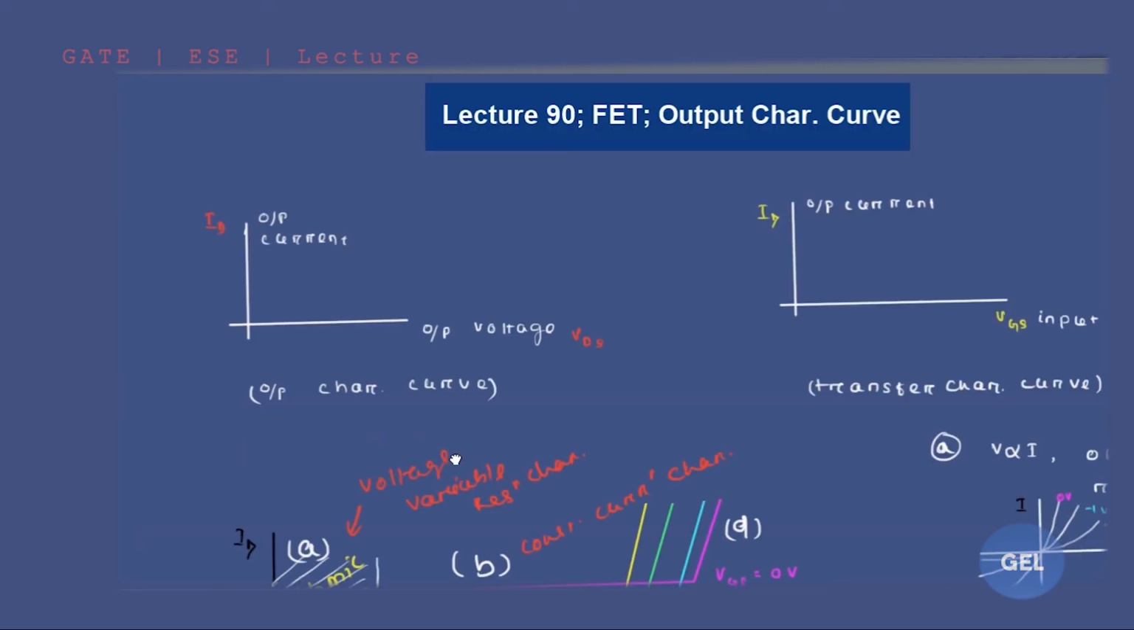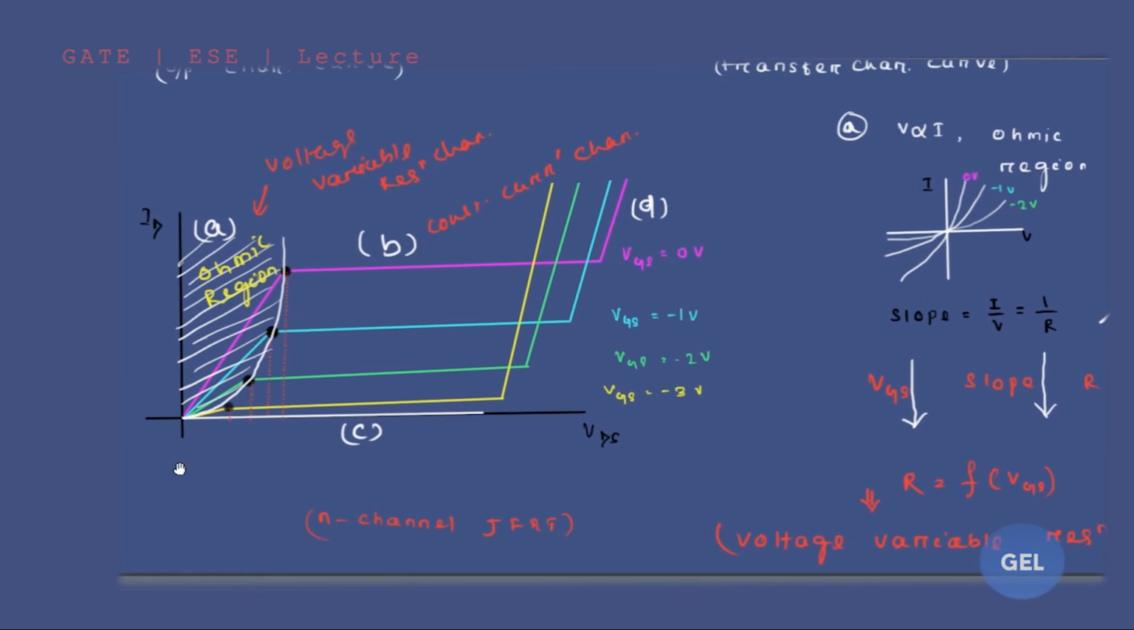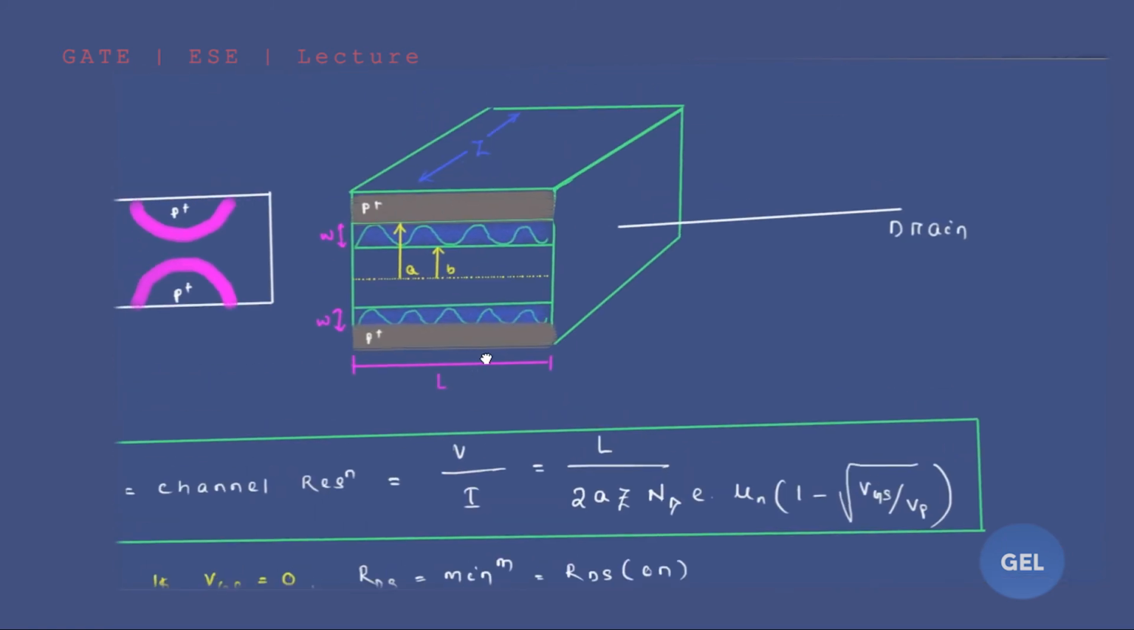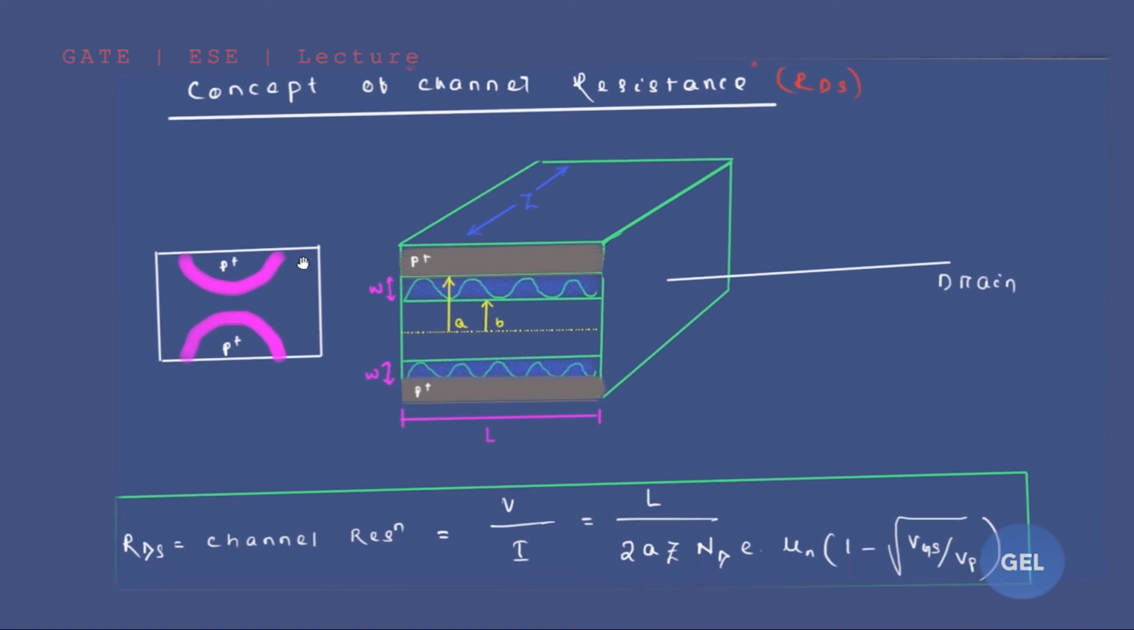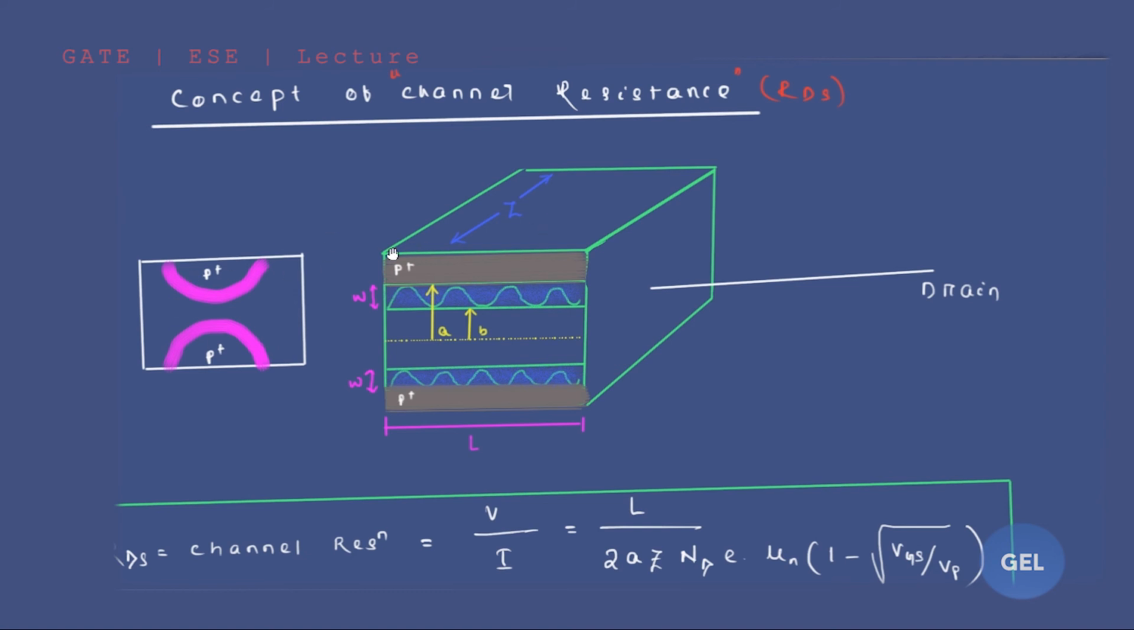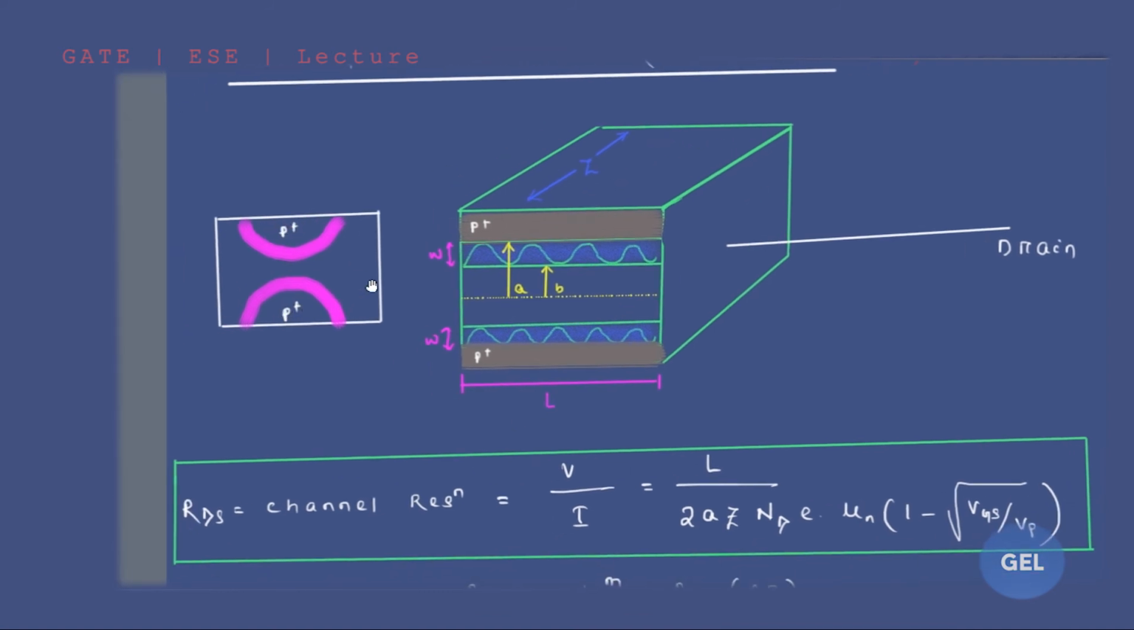Now for this ohmic region, there is a small point which is called your resistance. Let's analyze that resistance value, which is going to be very much useful for your engineering services exam. That is nothing but your channel resistance, that is RDS. Now look here carefully, it's a very simple thing. This is your 2D structure, and this is its 3D structure. Look here, this is P plus, this is P plus. This is your channel, the midpoint, the mid line of the channel. This curvy line is your depletion width.